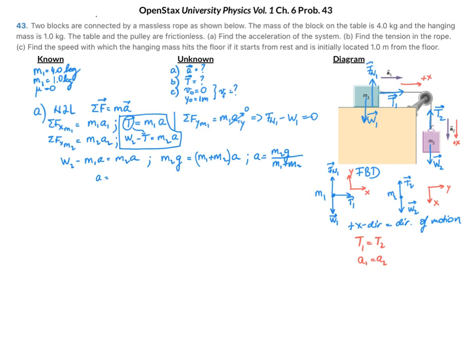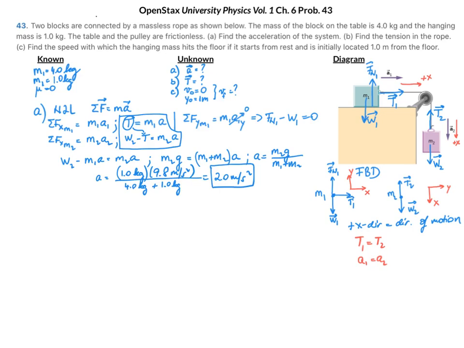So the acceleration of the two blocks is going to be, what is M2? 1 kilogram times 9.8 meters per second squared, divided by 4 kilograms plus 1 kilogram. And to use sig figs, we end up with 2.0 meters per second squared. So the acceleration of the system is 2 meters per second squared. It is to the right for mass m1 and down for mass m2.